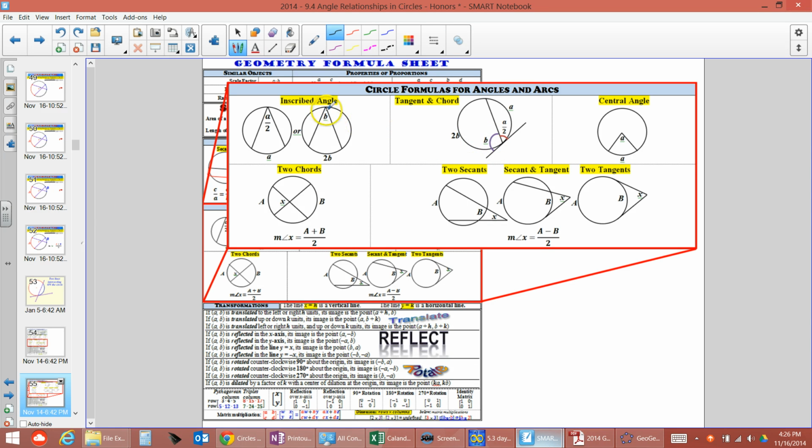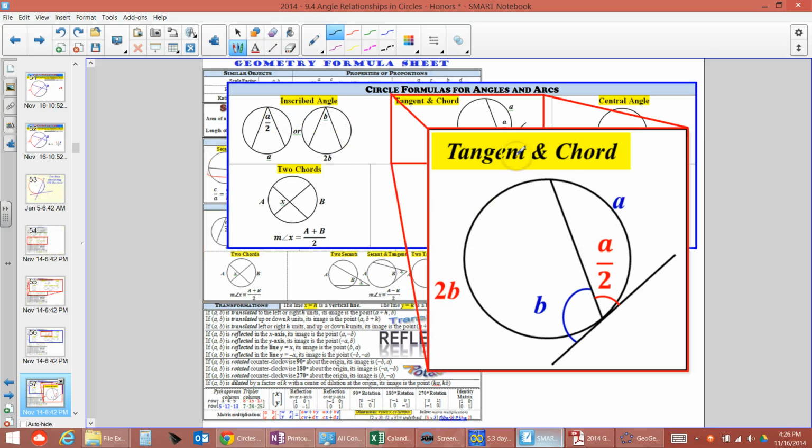It's the same with the inscribed angle. The same exact process. Okay? And don't get confused, like one side's different than the other. It's the same process, only here we know the arc, so we divide by 2. Here we know the angle, so we times by 2.